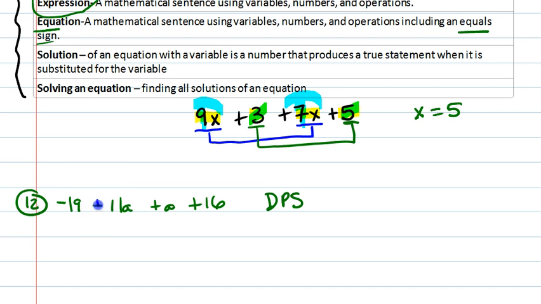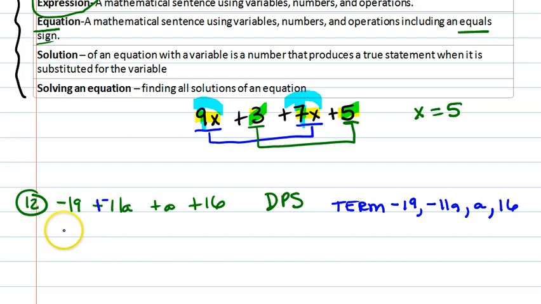So I'm going to add the opposite here, and now I have all addition signs, and I can identify my terms. My terms for this specific expression are negative 19, negative 11a, a, and 16.